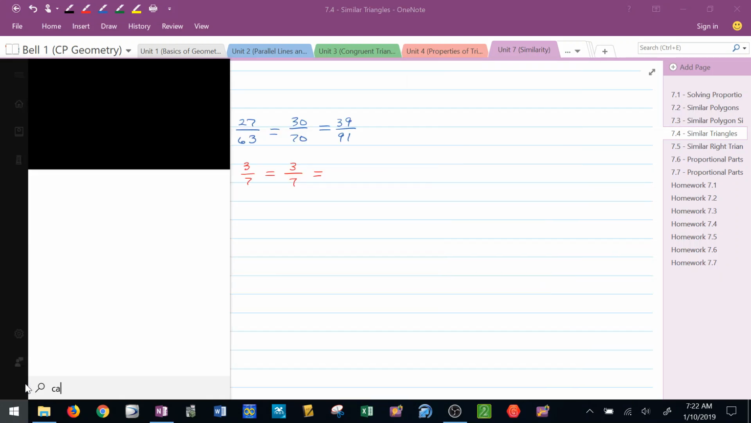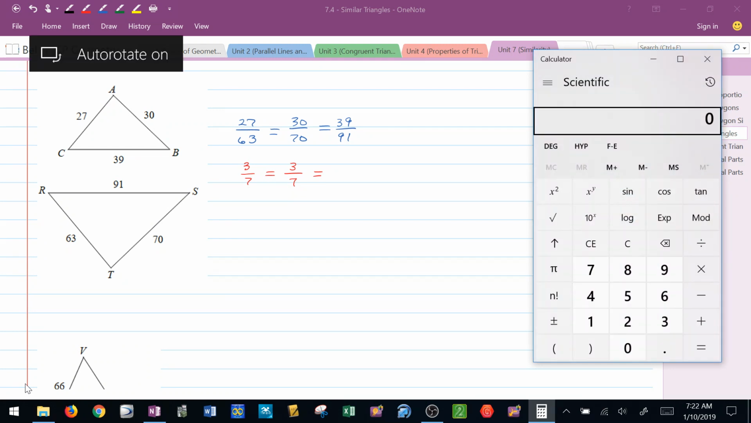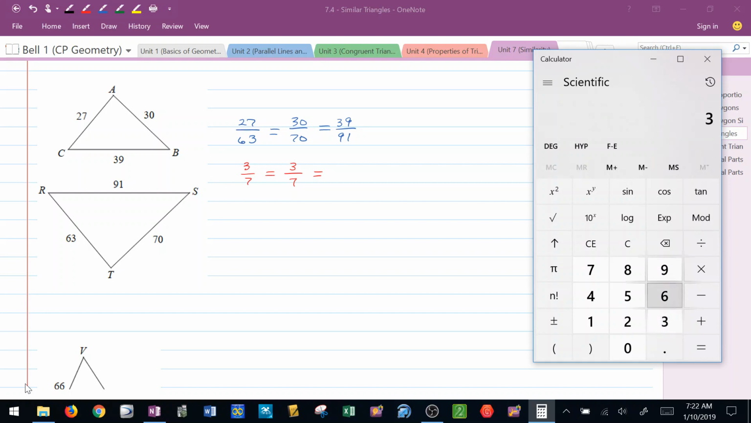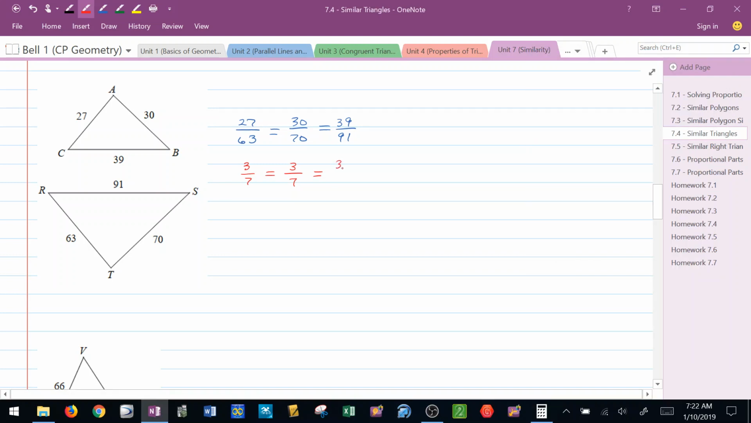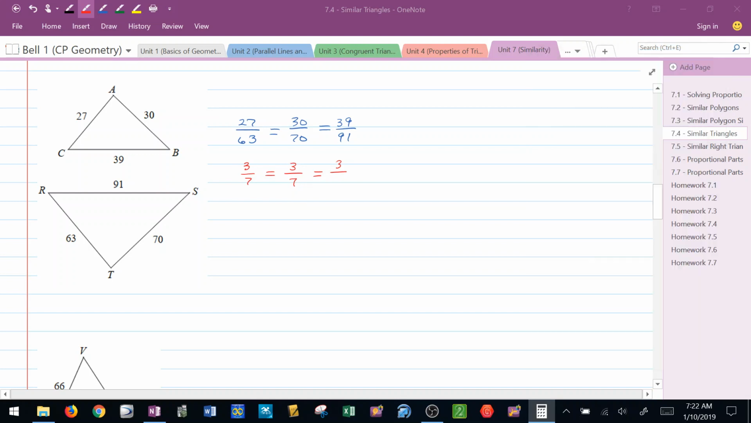So let me do a quick search here, grab my calculator. 39 and 91. Now, I need somehow to figure out what goes into both 39 and 91. I'm going to try 39 divided by 13. Well, that gives me 3. So if 91 divided by 13 gives me 7, I'm good to go. Let's try it. 91 divided by 13, 7. Good. So what I have done here is I have now verified that these ratios we created are proportional.